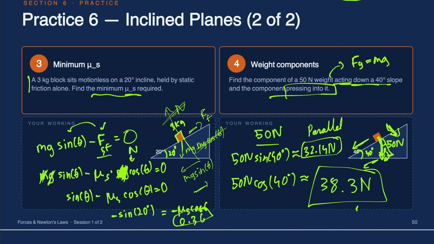Next video will be going over ramps and how to find kinetic friction, static friction, gravity, mass, all of those using ramps, and more complex problems like ramps involving pulleys as well.